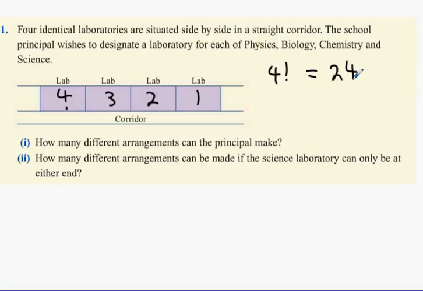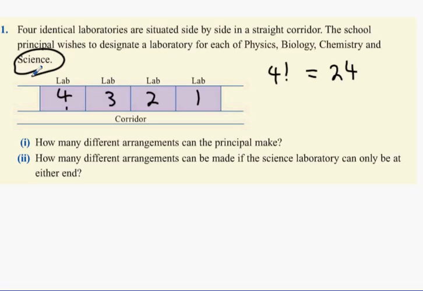How many different arrangements can be made if the science laboratory can only be at either end? Now this is interesting. Either end. Which one's your science? They're all sciences. Specifically the science laboratory as opposed to the physics. It's specifically the science lab. Well, would you know that in an exam? Yeah, it's a bit ambiguous, but it says it in the question that science is a specific lab.